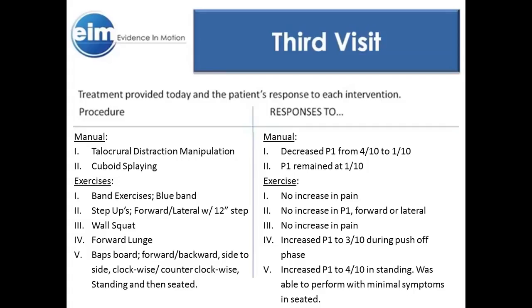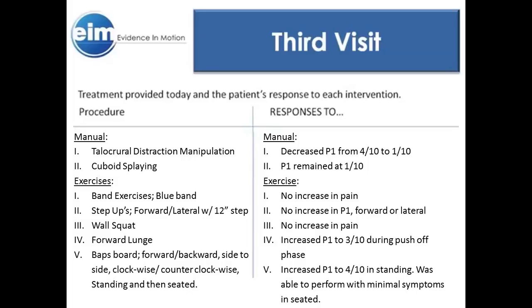With the third visit, interventions performed similar manual therapy with a similar decrease to 1 out of 10 pain in the left ankle with coming up on the toes. The exercises I included were again the band activities, a step forward and laterally with actually a 12-inch step with no increase in P1.